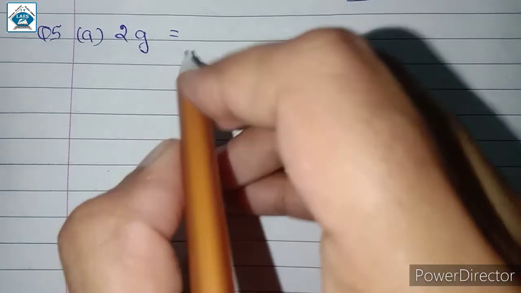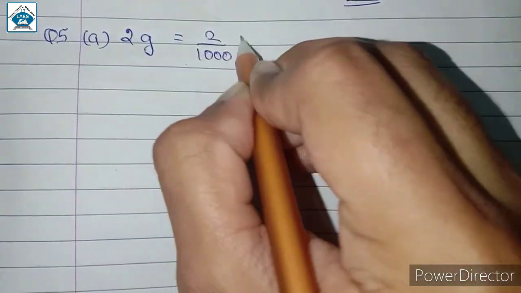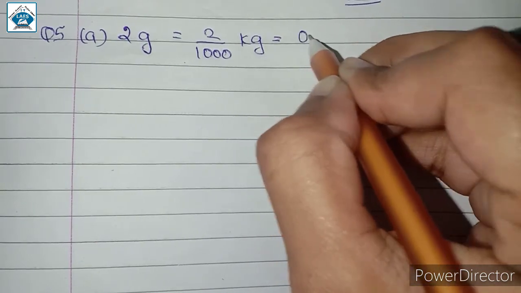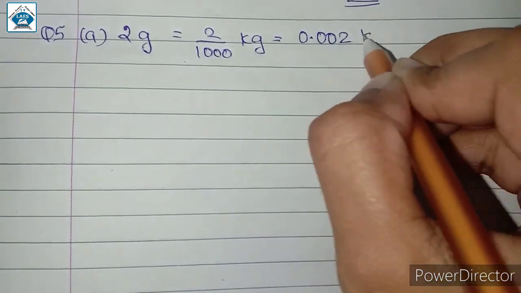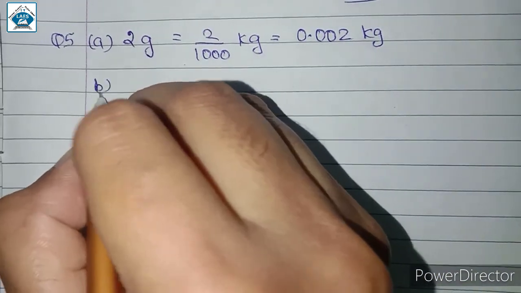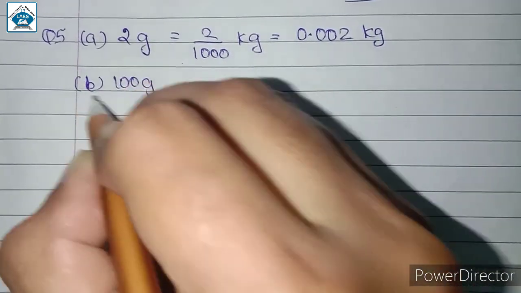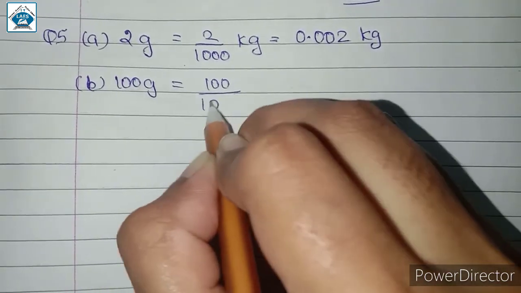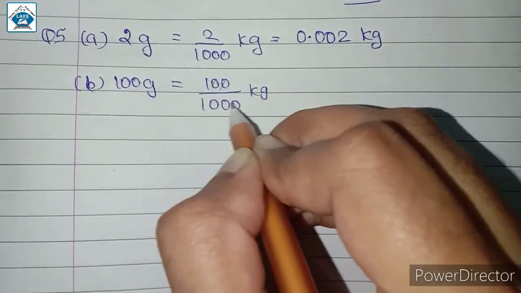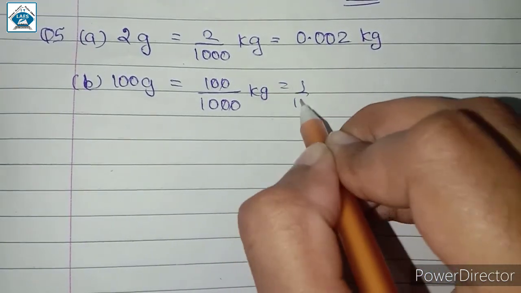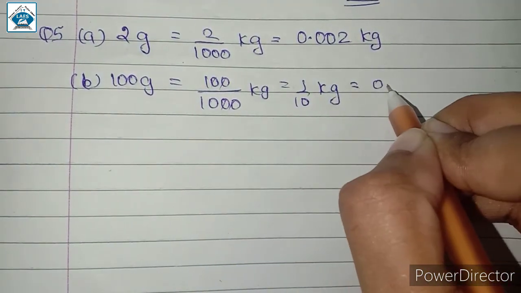In question number 5, we need to express grams as kilograms, and as I already told you, 1000 gram is equal to 1 kilogram. Therefore, 1 gram will be equal to 1 upon 1000 kilogram. So here we have 2 grams. This is 2 upon 1000 kilogram. So how do we convert in decimal? 0.002 kilograms. Next, in sub question B, we have 100 grams. So this is equal to 100 upon 1000 kilograms. So cancelling the zeros, we have 1 by 10. 1 by 10 kilograms, that is equal to 0.1 kilograms.